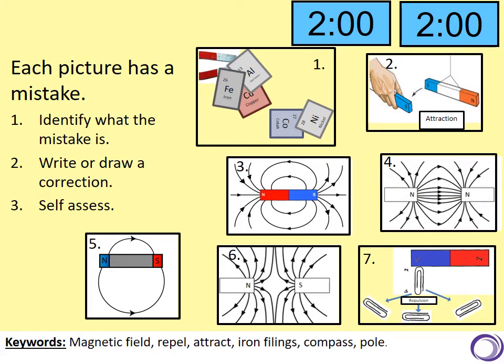Right, what we've got now is 7 diagrams. There's a mistake in each of the 7 diagrams, and I want you to identify what the mistake is and then correct it. When I've given you 4 minutes total, I'll put some answers up and you can self-assess. So something wrong with each one, say what it is and sort it out.